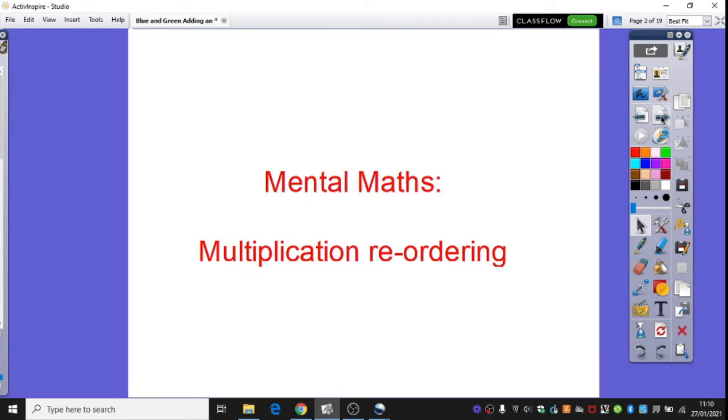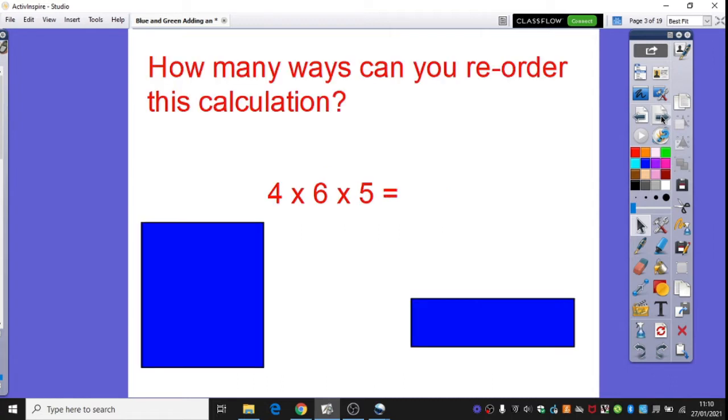Today we're going to begin with a little bit of work on multiplication. We're going to actually have a little look at multiplying three numbers together. This often comes up quite a lot in your arithmetic test, and what we really want to focus on today is trying to find the most efficient and quickest, obviously still accurate, way of solving these types of questions.